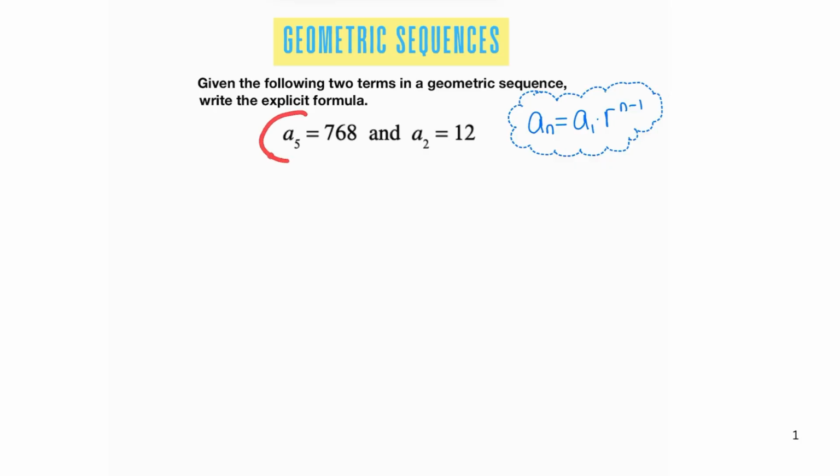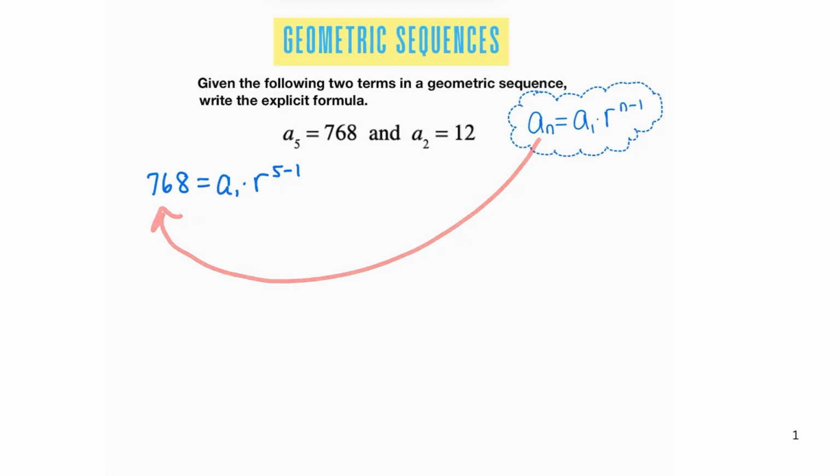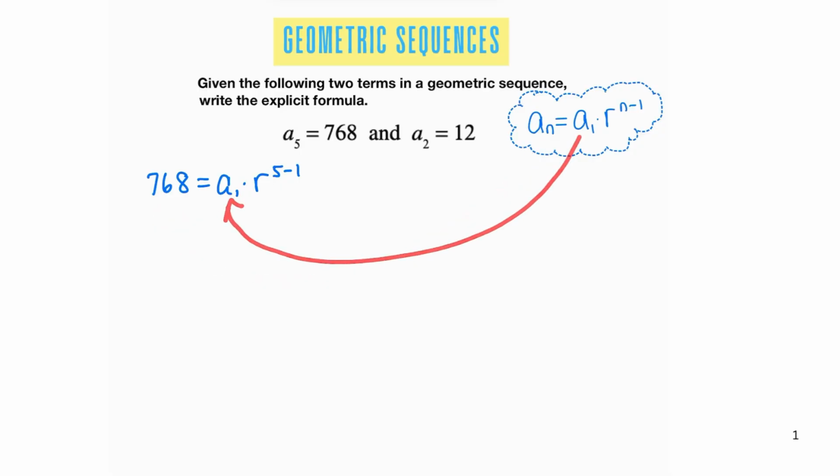First thing we're going to do is use the information they gave us to write an equation. So I know that 768 is equal to a sub 1 times r to the 5 minus 1. All I did was substitute in to this formula. So a sub n is 768. A sub 1, I don't know what my first term is. I don't know what my common ratio is. But I know that the term I'm looking for, the n, is 5 because that's the piece of information that I'm working with. So I know that when I'm looking at the fifth term, that the value of that term is 768. So this is one equation I've built.